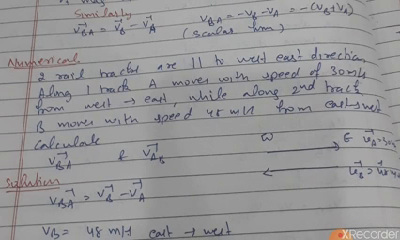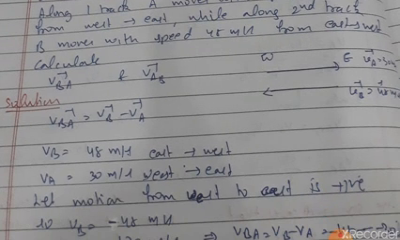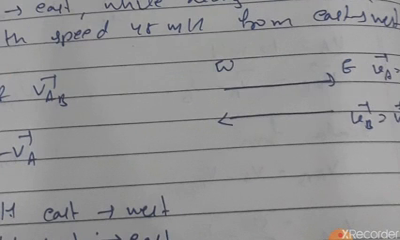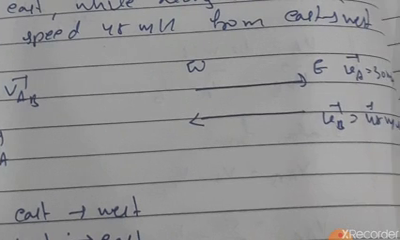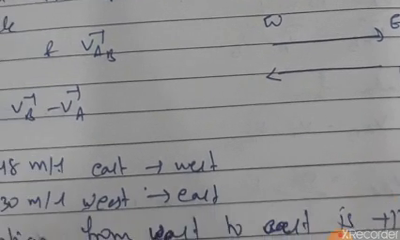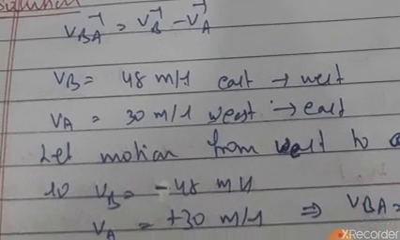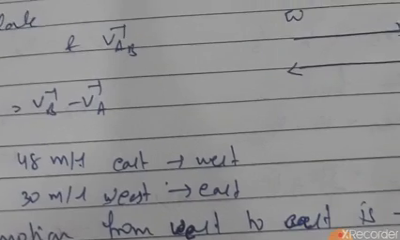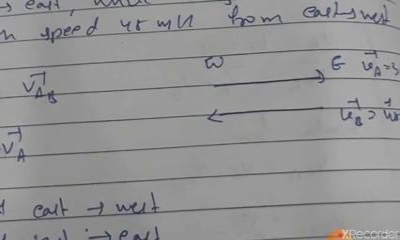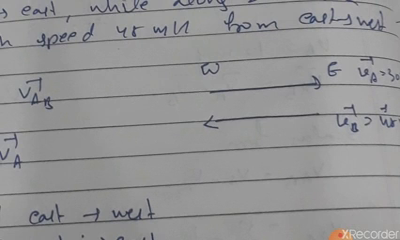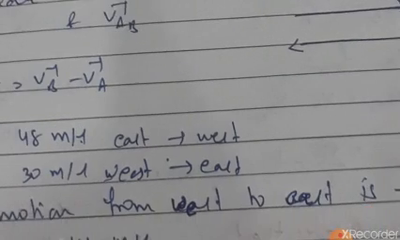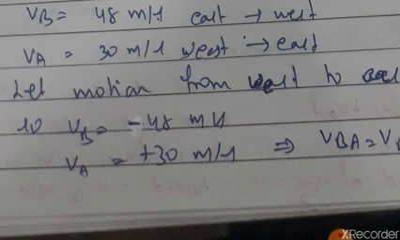So students, whenever we work on the concept of relative velocity in one dimension, first of all we will assume which direction of motion is positive. So in this case, let motion from west to east be positive. West to east, the positive direction of x-axis, so VA will have a positive value. VA is equal to plus 30 meter per second since it is moving from west to east. And what about the velocity of B? It is given as 48 meter per second from east to west, so we can write it as minus 48 meter per second.